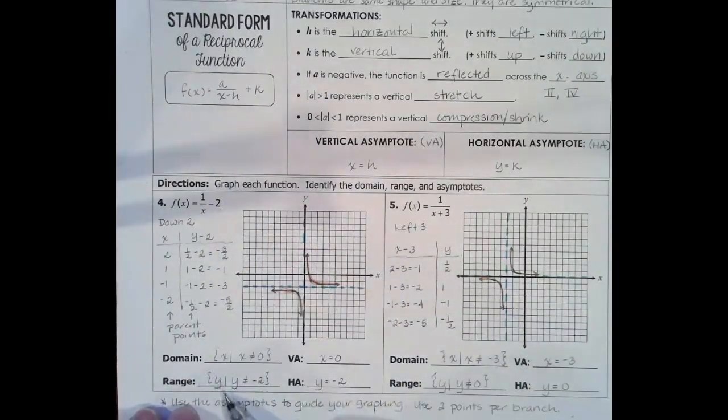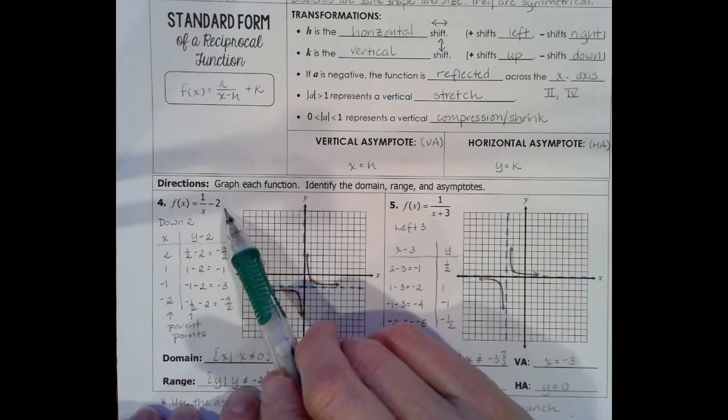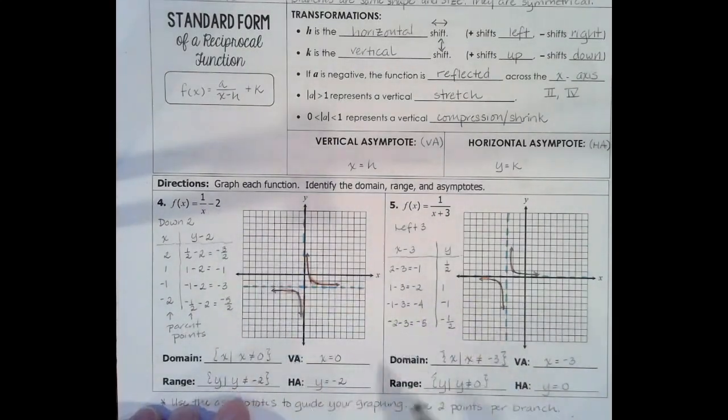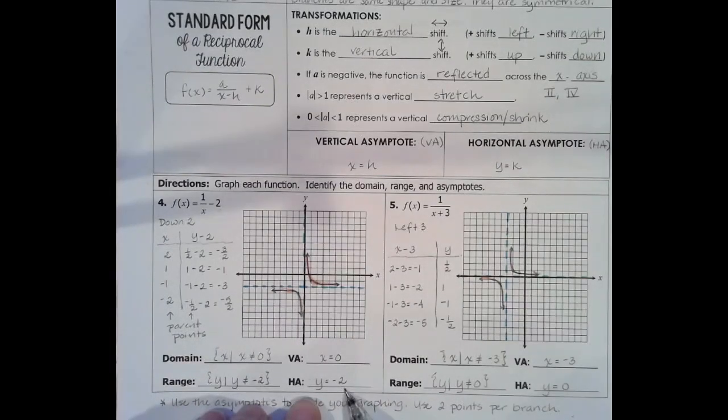However, the range is going to be a little different. The range is going to be all real numbers except where y equals -2. So again, we're taking the k value as is. That means the horizontal asymptote is going to be where y equals -2.